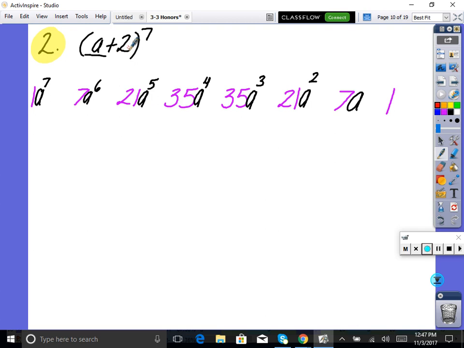Okay, so now we have 2 to the 0 right here. Does everybody see? 2 to the 0? I'm not going to write it out. Then we have 2 to the 1st, 2 to the 2nd, 2 to the 3rd, 2 to the 4th, 2 to the 5th, we're going to need our calculators, 2 to the 6th, and then 2 to the 7th.